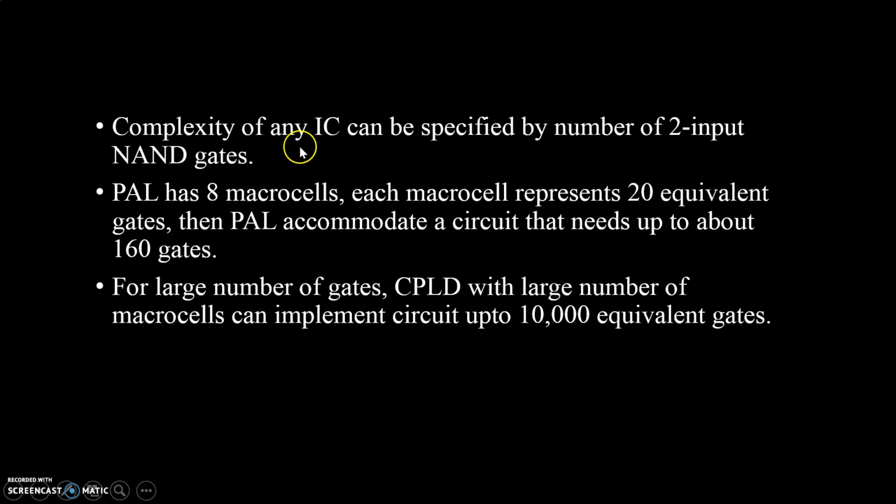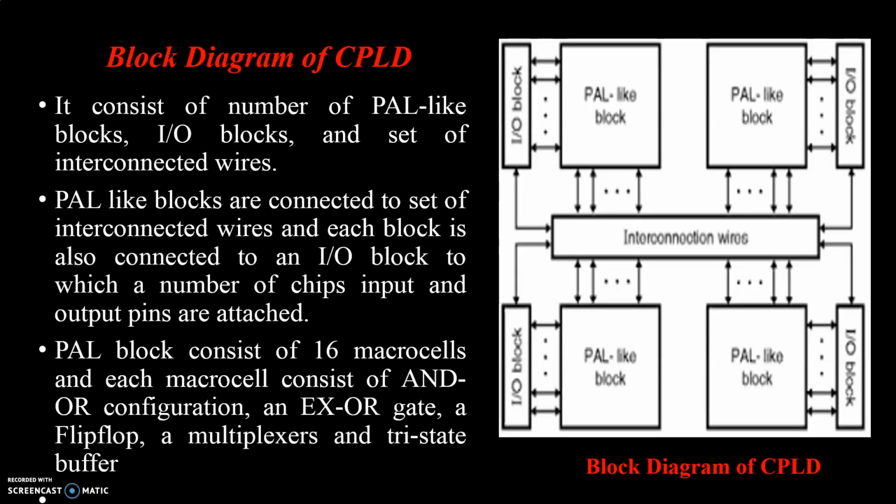Complexity of any IC can be specified by the number of two-input NAND gates. PAL has 8 macrocells. Each macrocell represents 20 equivalent gates. Then PAL accommodates a circuit that needs up to about 160 gates. For a large number of gates, a CPLD with a large number of macrocells can implement circuits up to 10,000 equivalent gates.